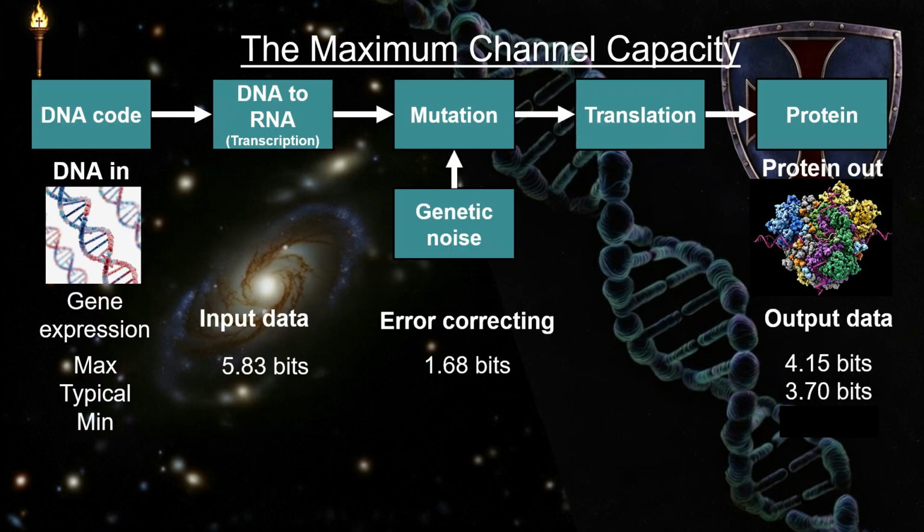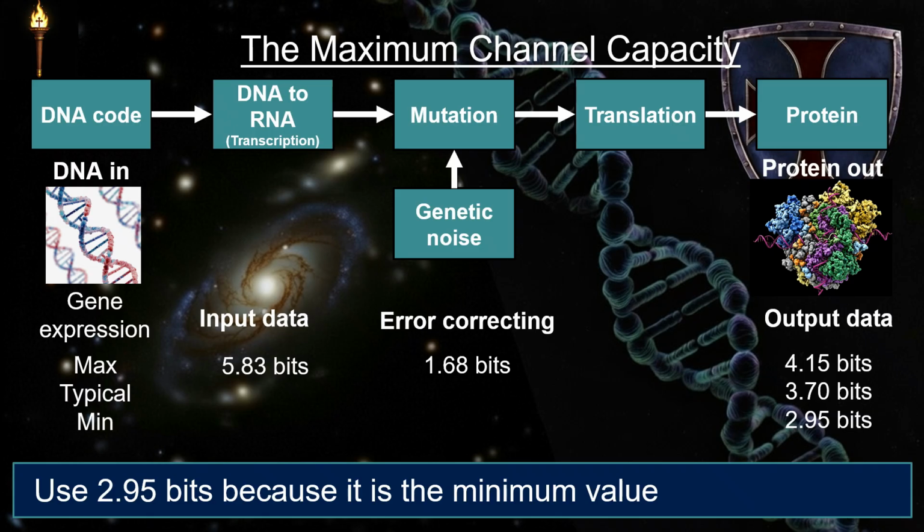So based on this data, we can show that we can select the output data as 3.70 bits typically, but the minimum is 2.95 bits. For our purposes, we want to use the most optimistic value, so we will use 2.95 bits in our calculations.